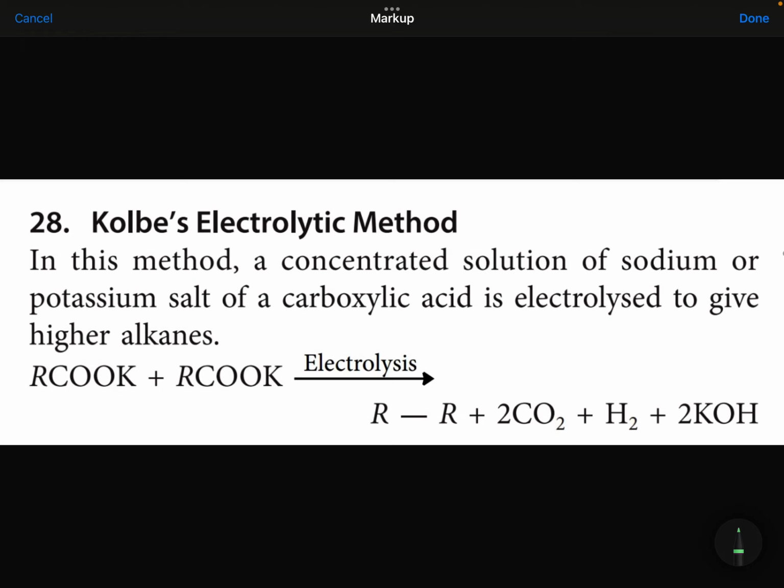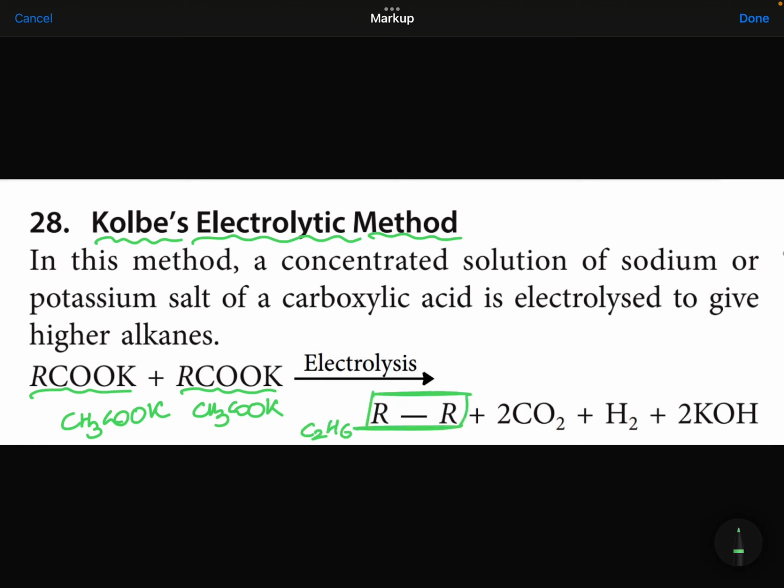Kolbe's electrolytic method, one wonderful method for the preparation of alkanes. You see here, this is the salt of a carboxylic acid, RCOOK. Here I am taking CH3COOK. Then you will be getting CH3CH3. That means ethane is formed.